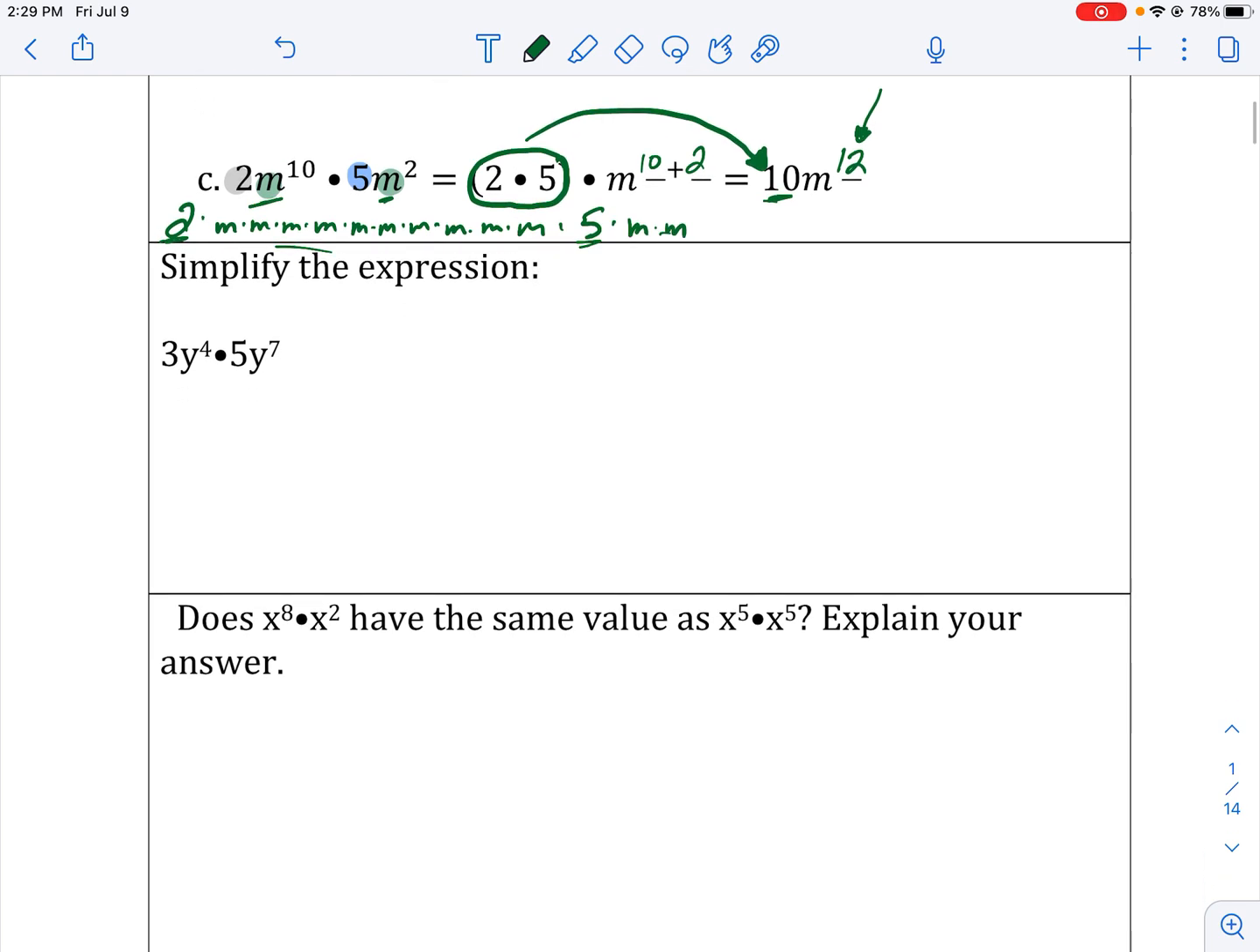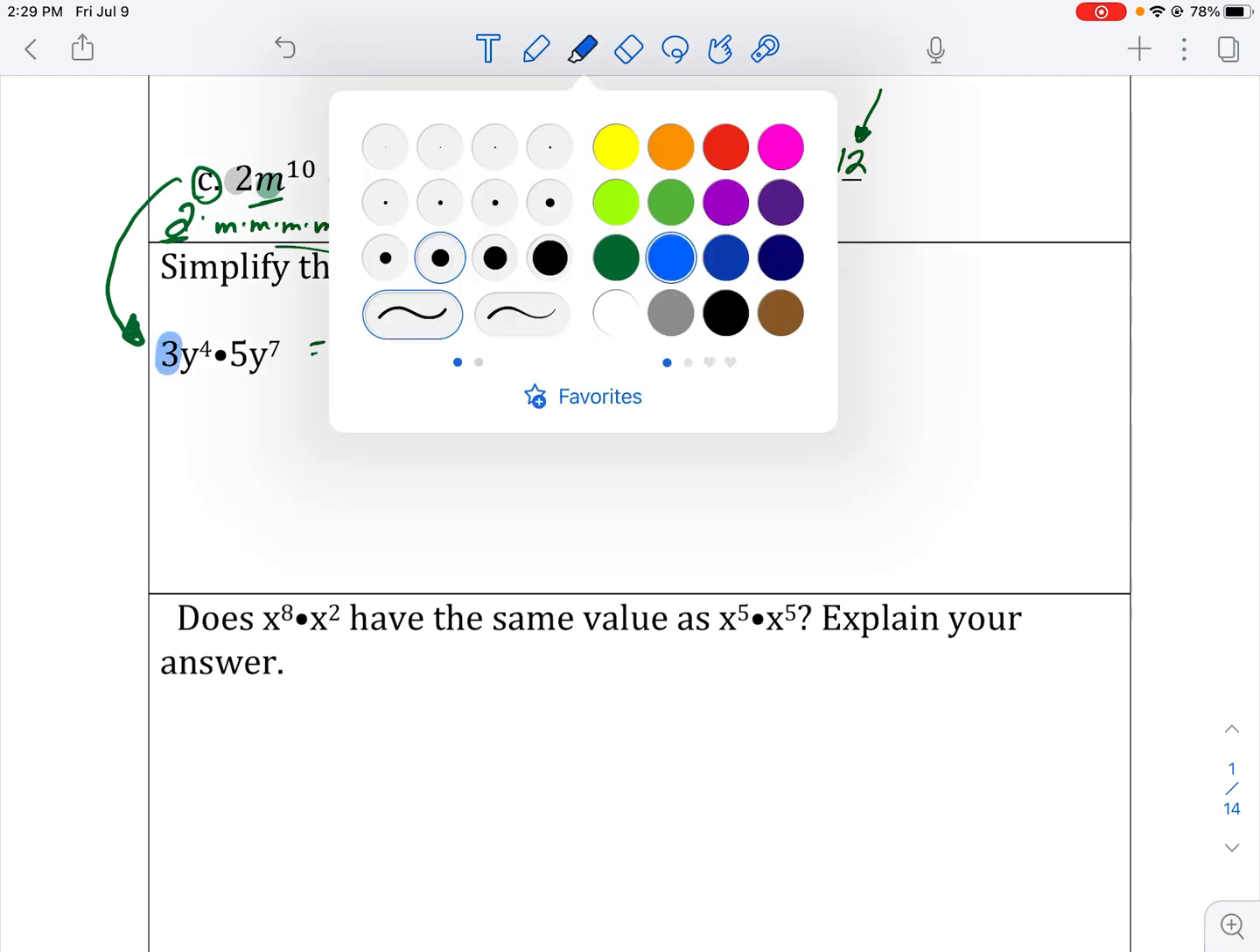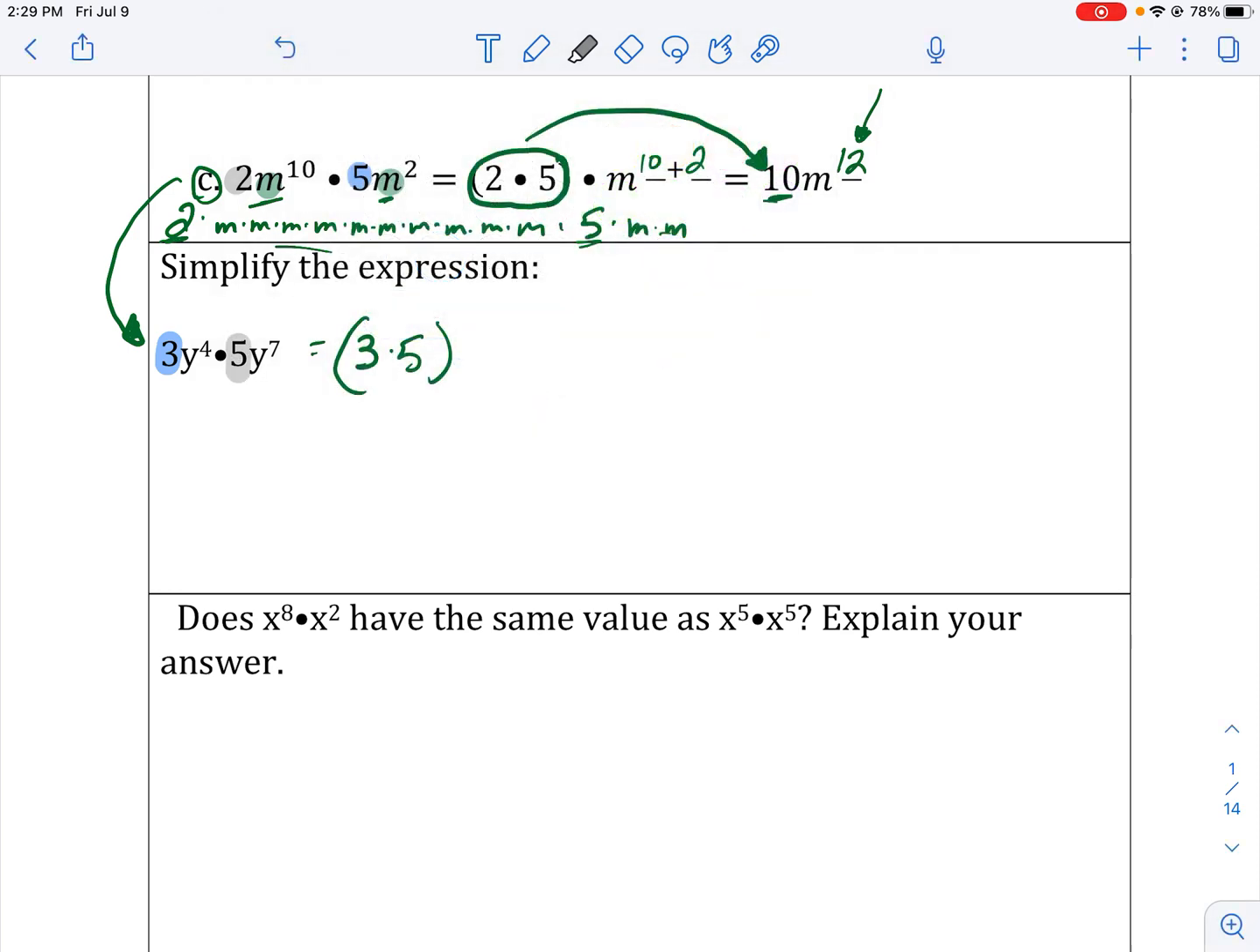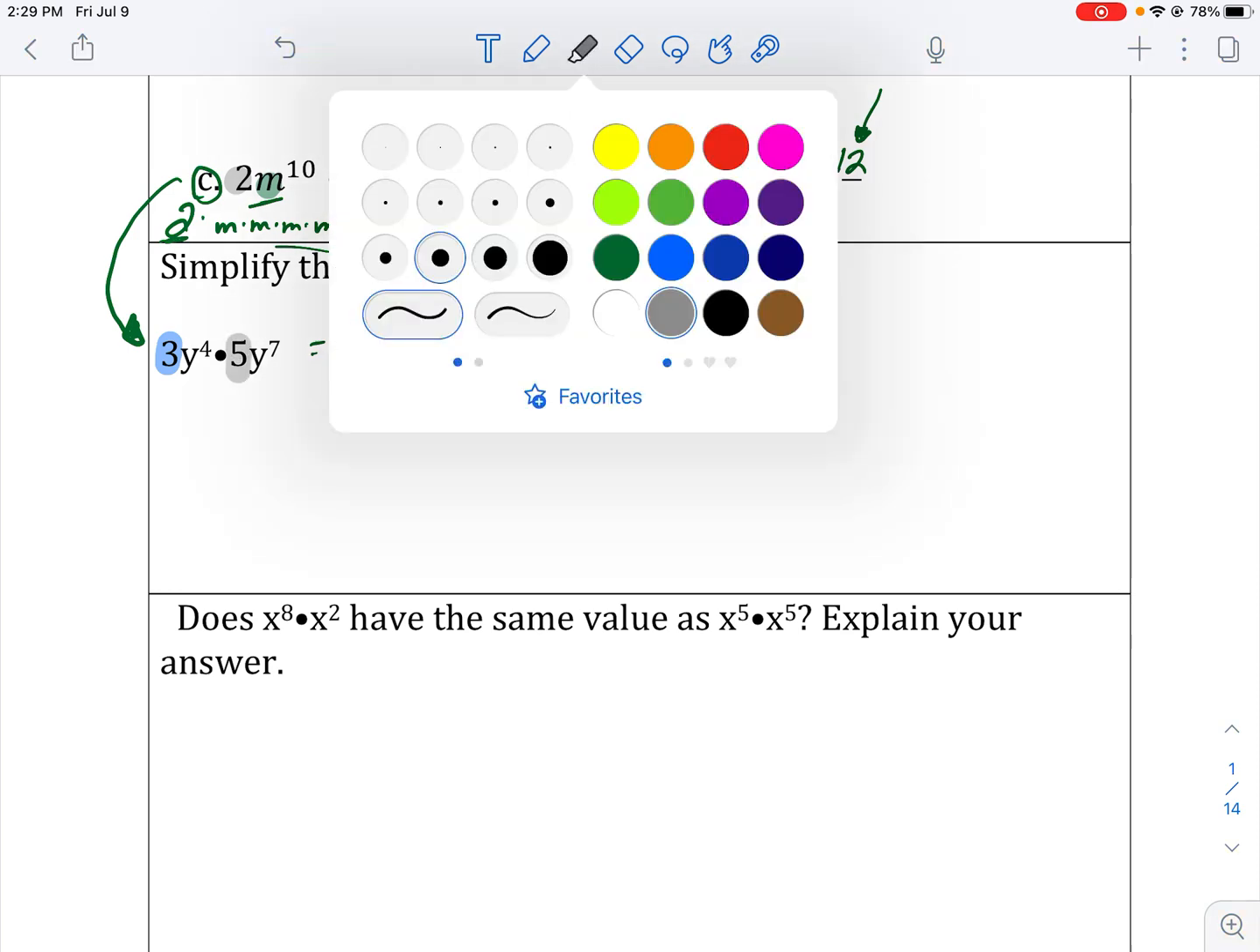So using what we did in example C above, we are going to solve this. First, I am going to separate my coefficients, those numbers in front. The reason I am doing that is because they are different. They are not like bases.